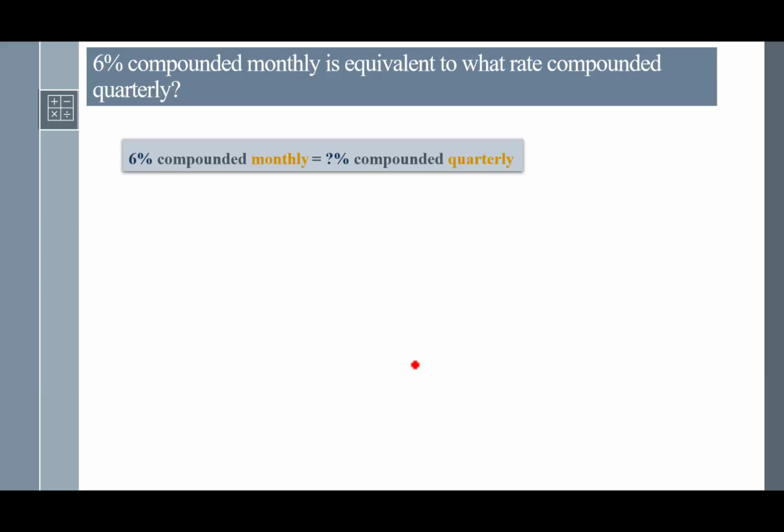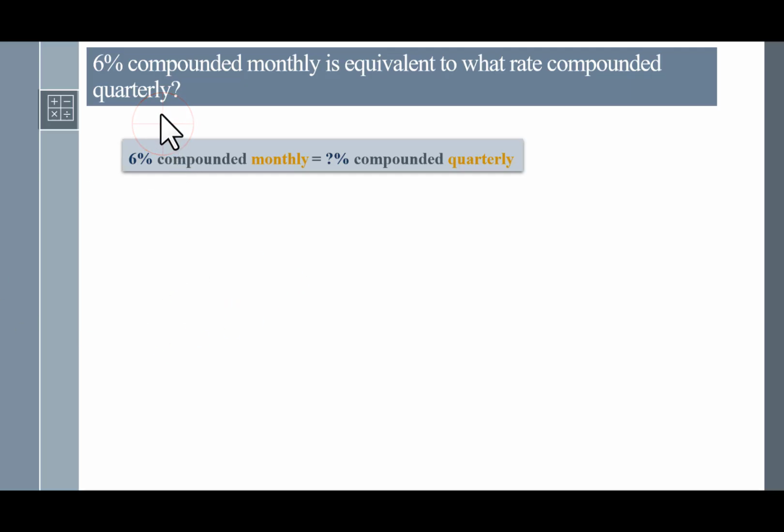The only thing with the calculator is there is no equivalent interest rate worksheet. That's why I said we have to use the effective interest rate. So to find the equivalent interest rate, we have to go through the effective interest rate. What do we mean by that? Let's look at this example.